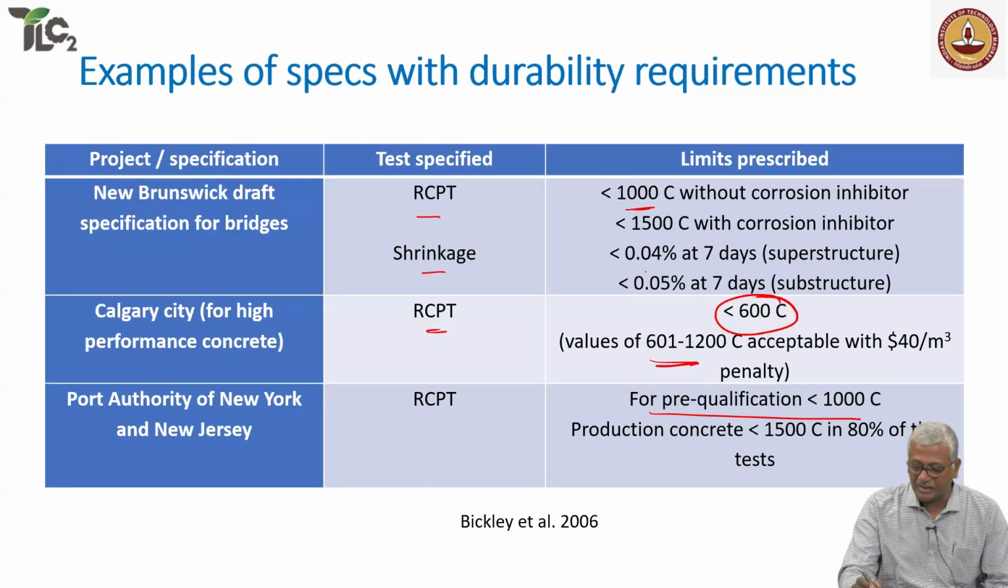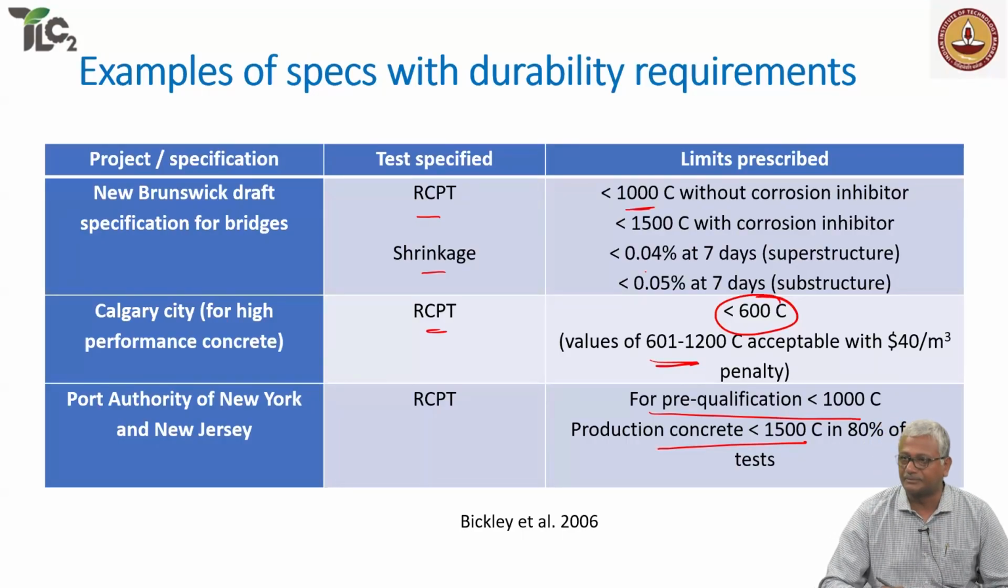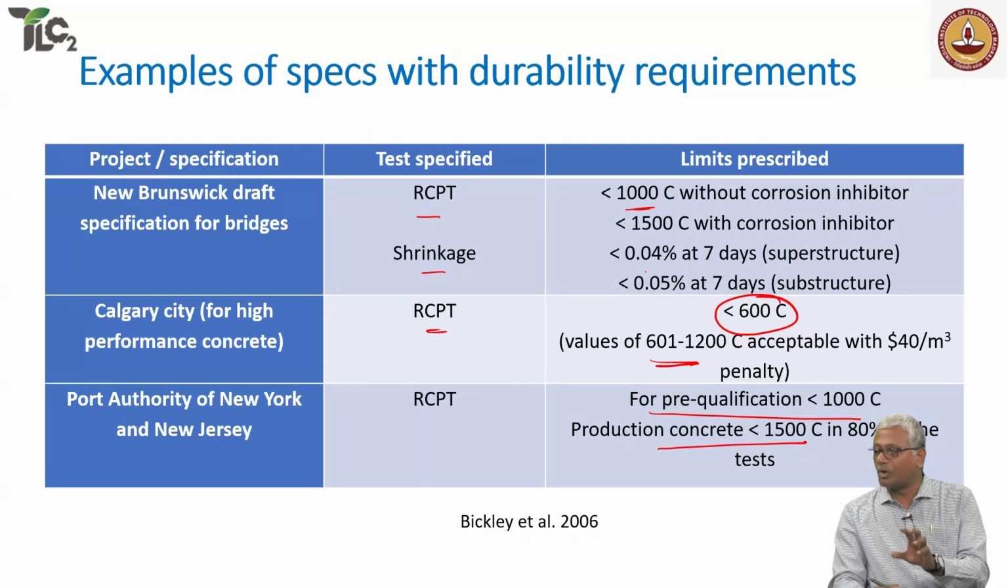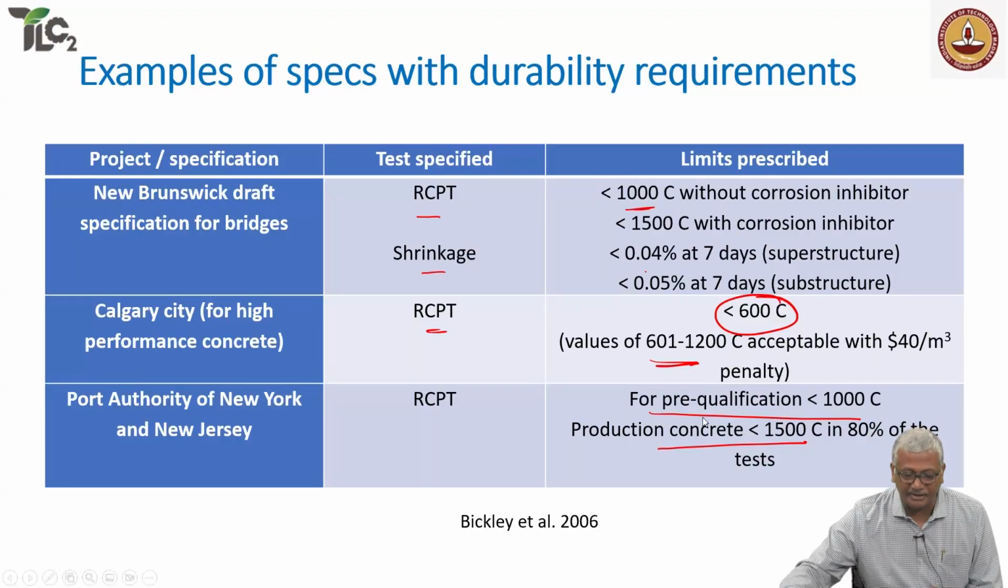Okay? So that's why they say for production concrete, less than 1500 coulombs is okay, and that too in 80% of the tests. That means in 20% it can actually still fail, right? So they don't want to play on the quantitative nature of the result. They want to ensure that people understand that the variability in the concrete on site is going to be higher than the lab. So you're allowed that variability, but at the same time, you pay attention to the quality. So that's how they've implemented the durability specs.